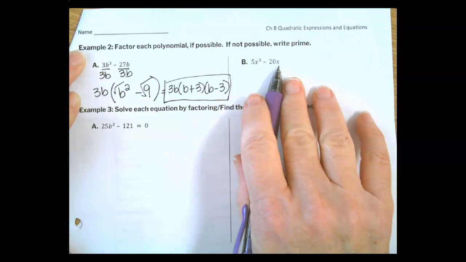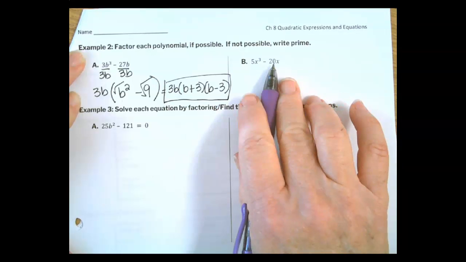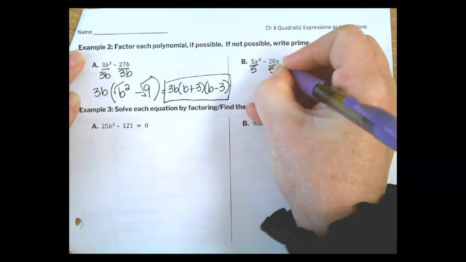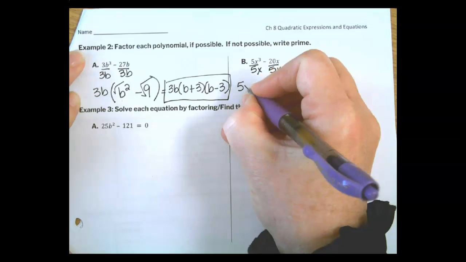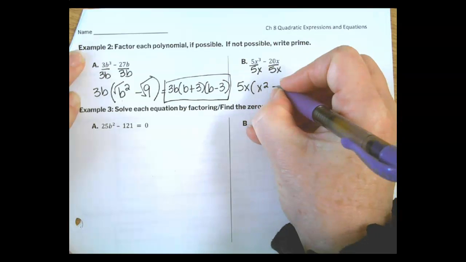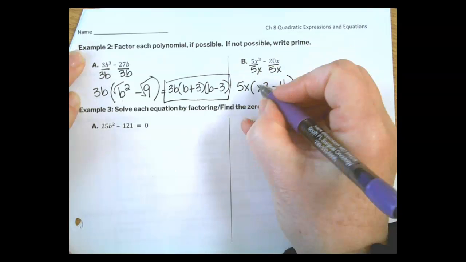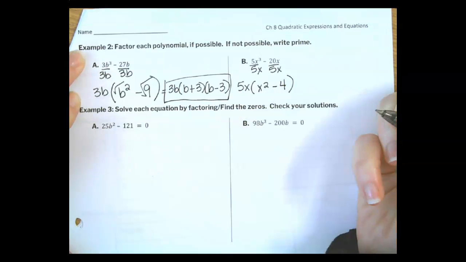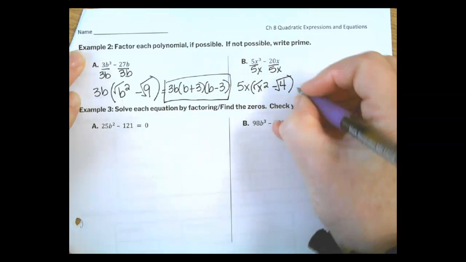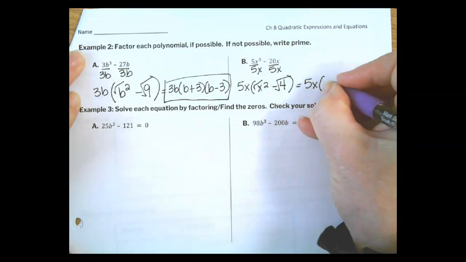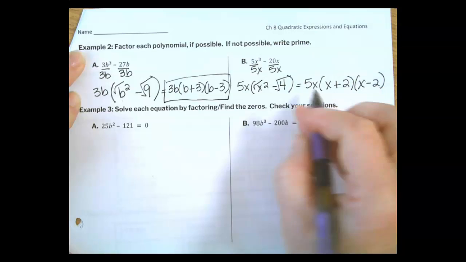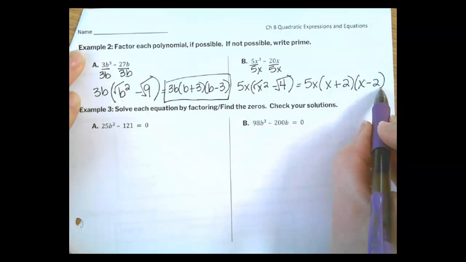Okay, so no perfect squares here, but I can factor out a 5 here, 5x actually. So let's take out a 5x. If I take out a 5x, I'm left with an x squared minus 4. Is this a perfect square? Yes. Is this a perfect square? Yes. So let's take the square root of this and this. That 5x stays, and it's x plus 2, x minus 2. The square root of 4 is 2, so remember the plus and the minus.